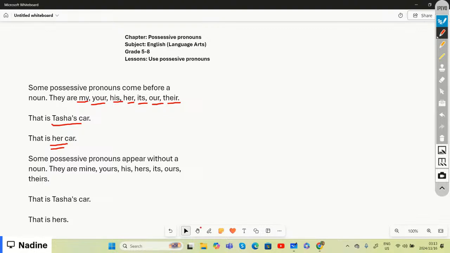So if we want to, for example, say that that is Tasha's car, remember we don't want Tasha's name because that's a noun. We are looking at the pronoun. So we can either say that is hers or that is her car. It really depends. That is hers. And some of our possessive pronouns that appear without the noun are words like mine, yours, his, hers, ours, theirs.